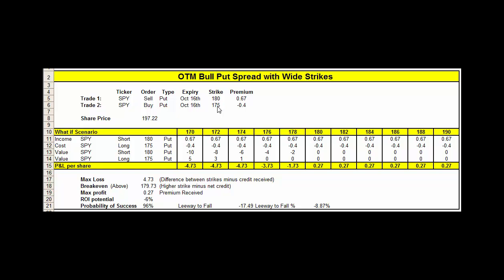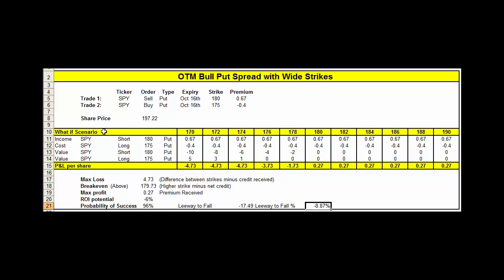And basically what that means is we now have the right to put the shares back to the market at 175. So our risk is totally limited in this situation. And we had to pay out 40 cents in premium for that. So the net differential between the two there is 27 cents. That's a credit we received upfront in advance for placing this trade. At the time of placing this trade, the share price was at 197.22.